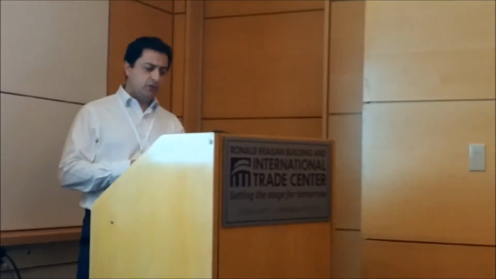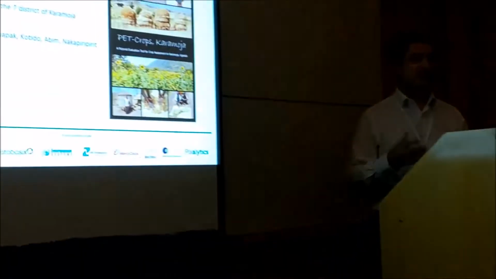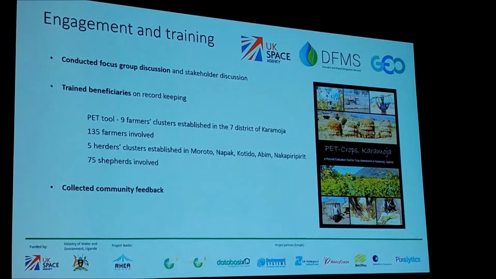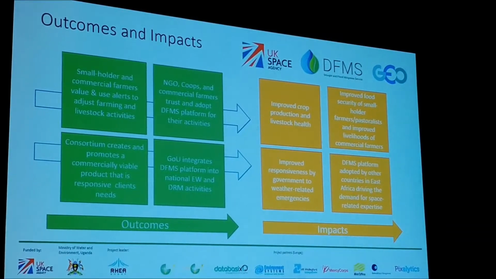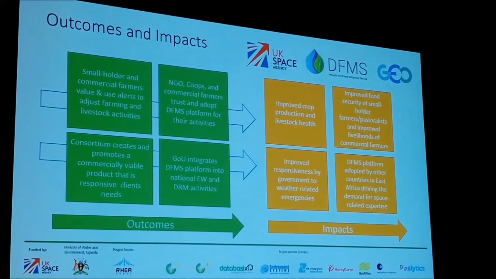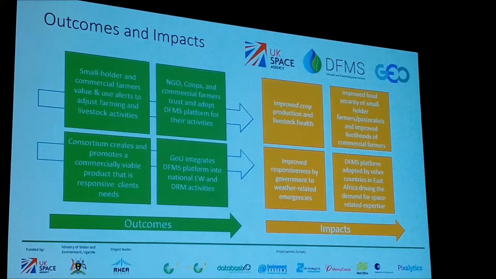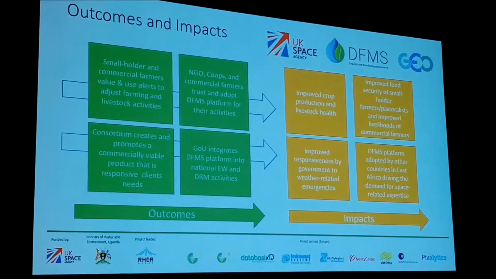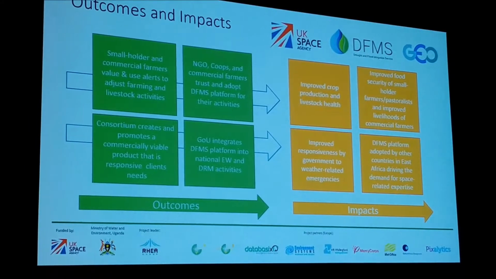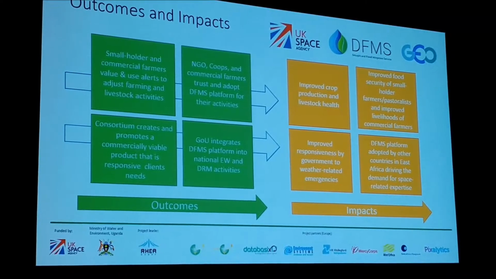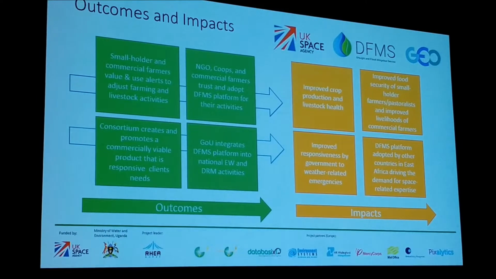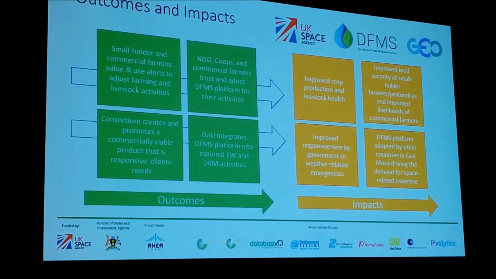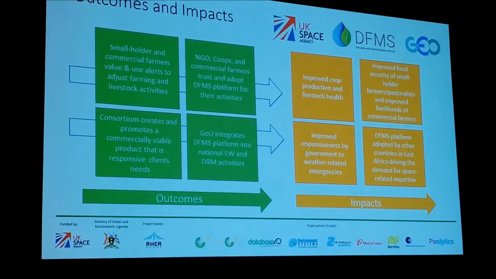135 farmers involved and 75 shepherds. I know it doesn't look like a lot, but these are the people who will actually be most impacted by our project. The main benefit from this project is improved crop production and livestock health, by providing the right information to farmers at the right time. So with respect to a drought or a flood, they can decide in advance which seeds they want to use, or move livestock to higher ground in case of a flood forecast.